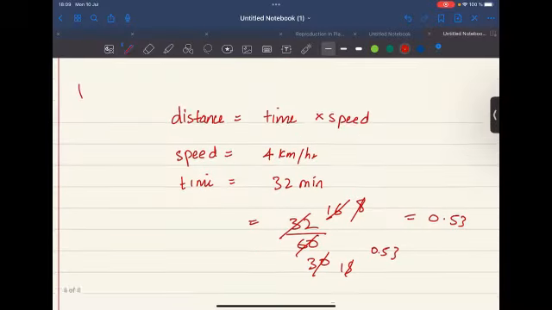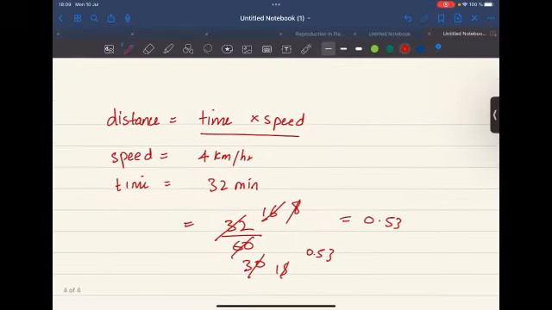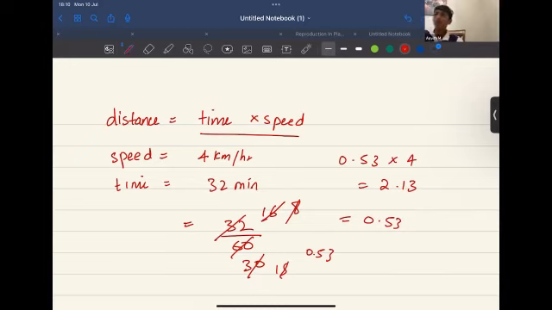So here we know it is time into speed. So the time is 0.53 into speed, which is 4. 0.53 into 4 will be around 2.13. But I think I did something wrong. Just a minute. Ma'am, 2.12. No, I did something wrong.